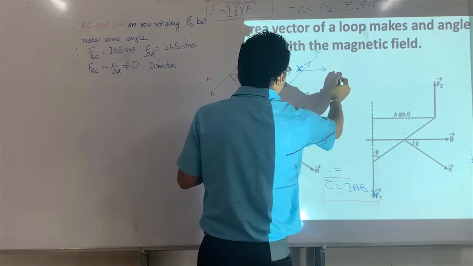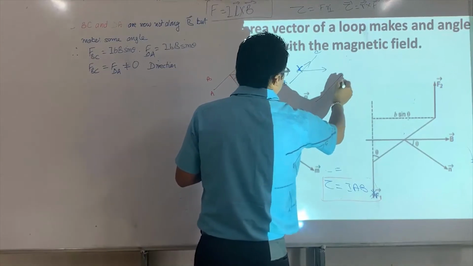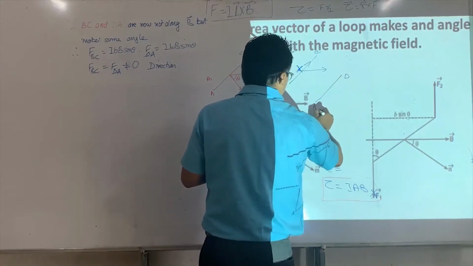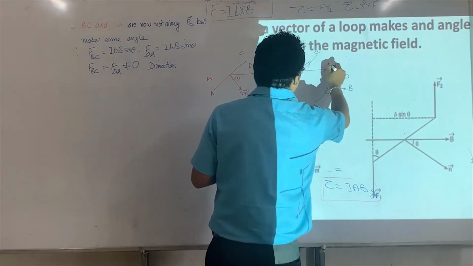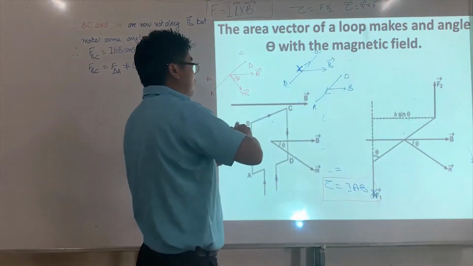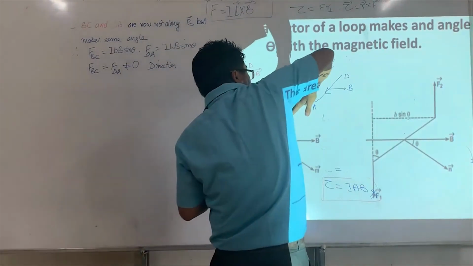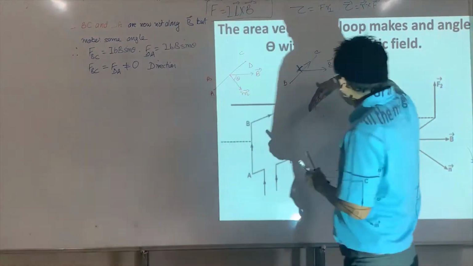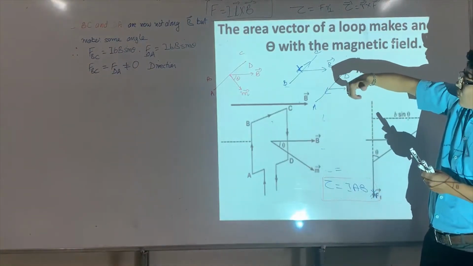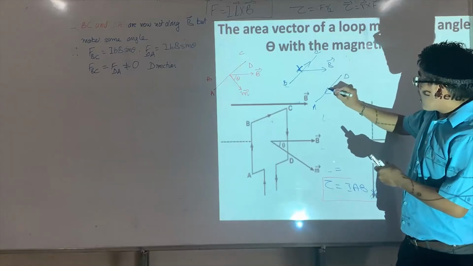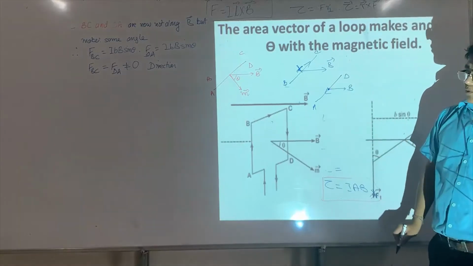Now what about DA, right? DA direction is this. This is the magnetic field direction, right? What about force? Look at here. This is the current element. And where is the direction of force? Force is outward, right?